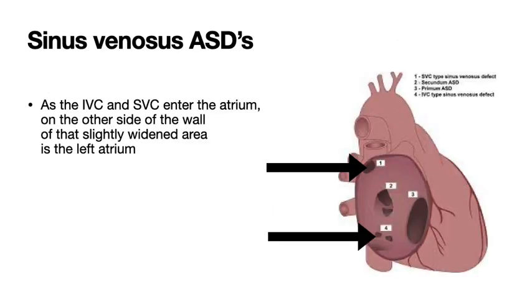Now, let's start with this sinus venosus ASD. So basically, the IVC and SVC enter the atrium, and that little widening, the IVC gets there, and then it widens out into the atrium. Well, right on the other side of the wall there is the left atrium. So if you have a hole there, there will be a connection over to the other side. So this is the sinus venosus ASDs. They're either where the IVC enters or where the SVC enters.